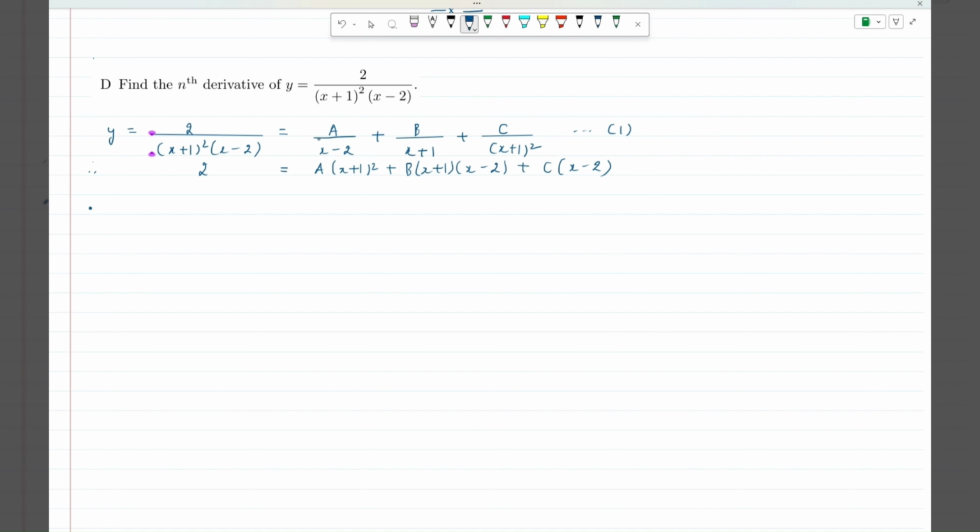Now to find out the value of a, we should be substituting x equals to 2. So if we put x equals to 2 in equation number 2, we get the left hand side remains as it is, and this is going to become (2 plus 1) whole square. Now here we can see that we have a factor x minus 2, so this entire term will become 0. And likewise here also we have a factor of x minus 2, so the third term also vanishes. So this gives us 2 is equal to 9a, and therefore we get a is equal to 2 over 9.